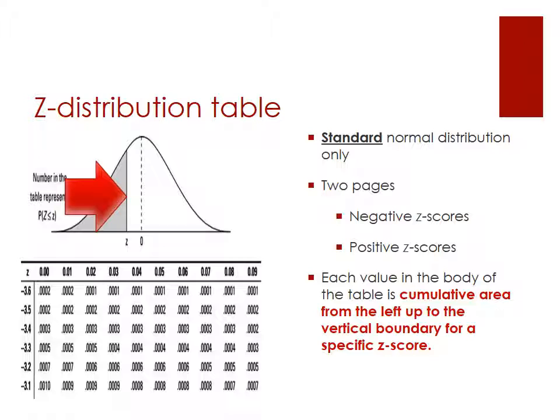You have 2 pages for the z-distribution table, a negative and positive table. All right, and each value in the body of the table is a cumulative area from the left up to the vertical boundary of a specific z-score. This is going to be very important as we look further at our calculations. So remember, the cumulative area to the left up to the vertical boundary of the specific z-score is what is reported in the table.